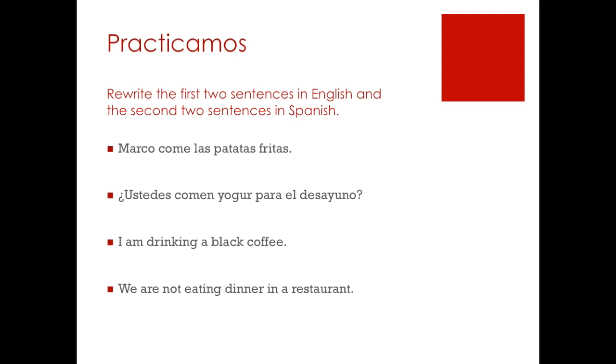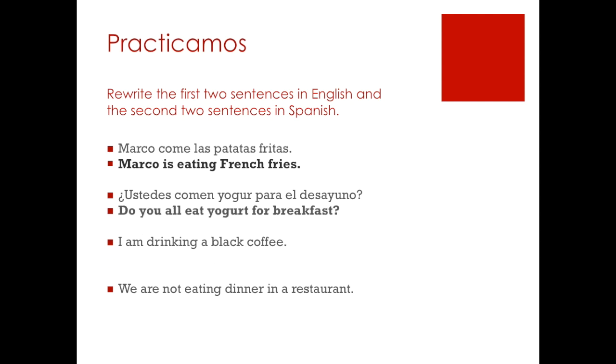Okay, so like I said, if you need more time, go ahead and pause, but I'm going to go over the answers now. Marco come las patatas fritas significa en inglés, Marco is eating French fries. ¿Ustedes comen yogur para el desayuno? Significa en inglés, do you all eat yogurt for breakfast?